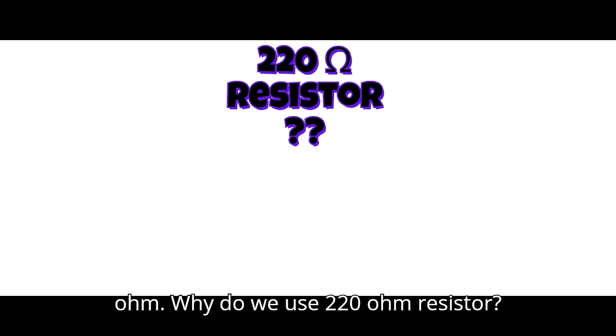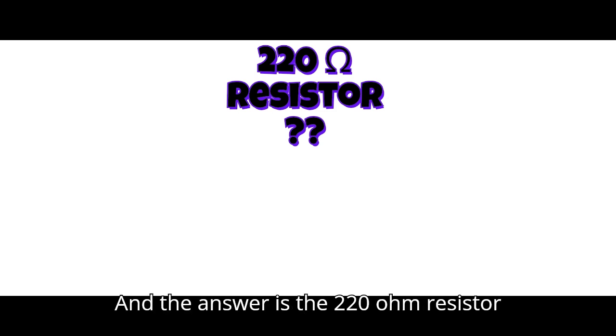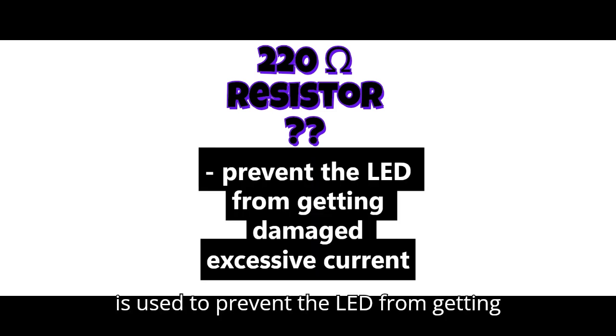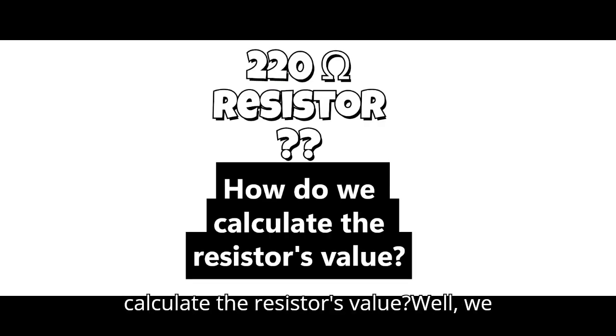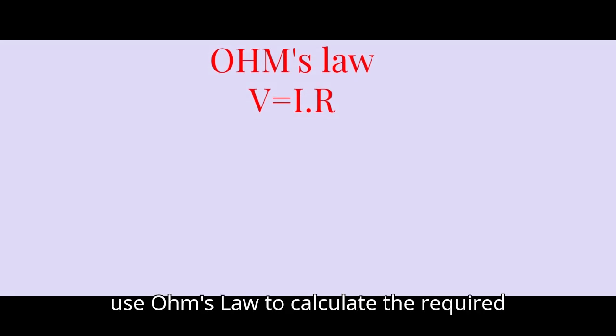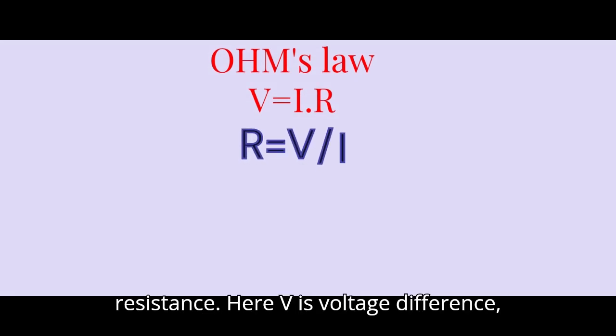Why do we use a 220 ohm resistor? And the answer is, the 220 ohm resistor is used to prevent the LED from getting damaged by excessive current. How do we calculate the resistor's value? Well, we use Ohm's law to calculate the required resistance.